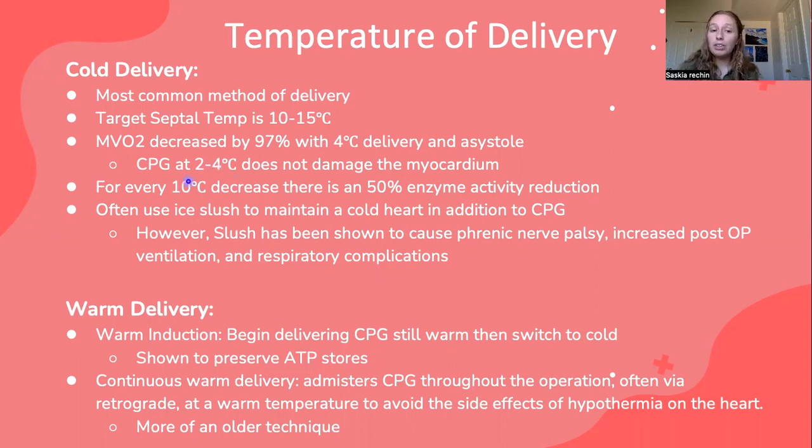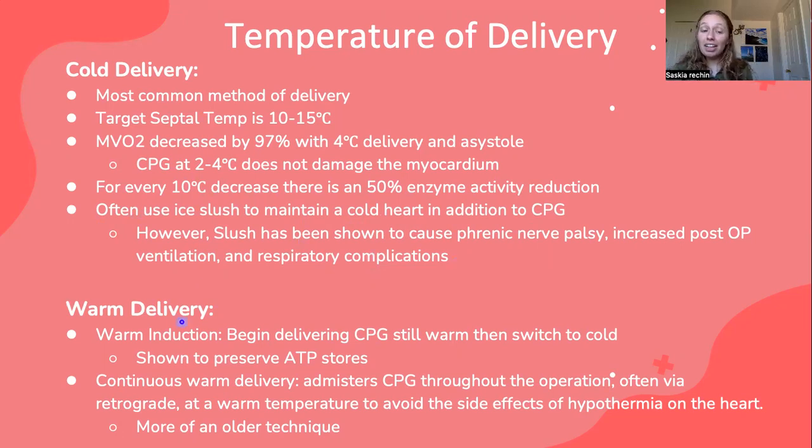And then with every 10 degrees Celsius decrease, you get a 50% enzyme activity reduction, which is really significant in protecting the myocardium. And then one component with cold delivery is that ice slush is often also added to maintain that cold heart. However, ice slush has been shown to cause some phrenic nerve palsy and increase your post-op ventilation as well as respiratory complications post-op. It doesn't really stop people from doing it, but you should be conscious of it.